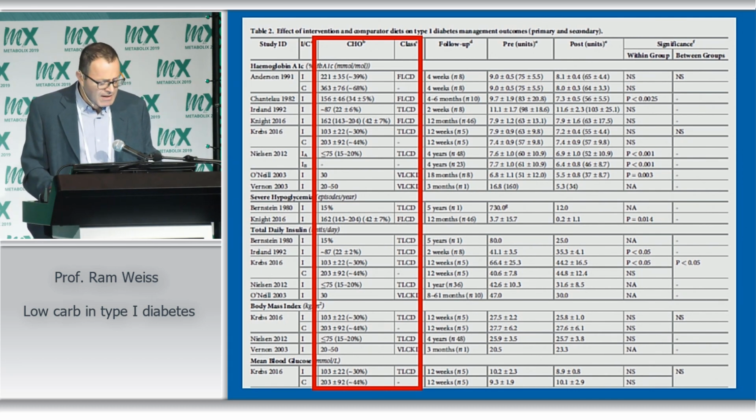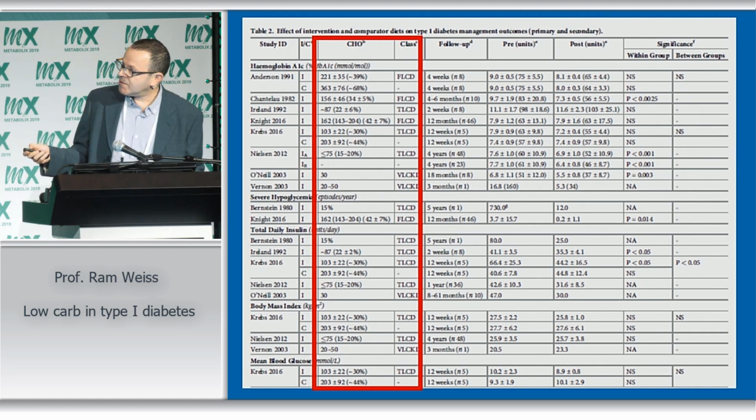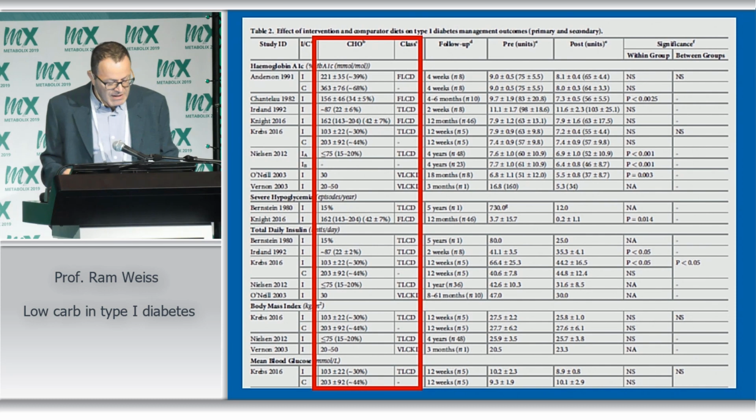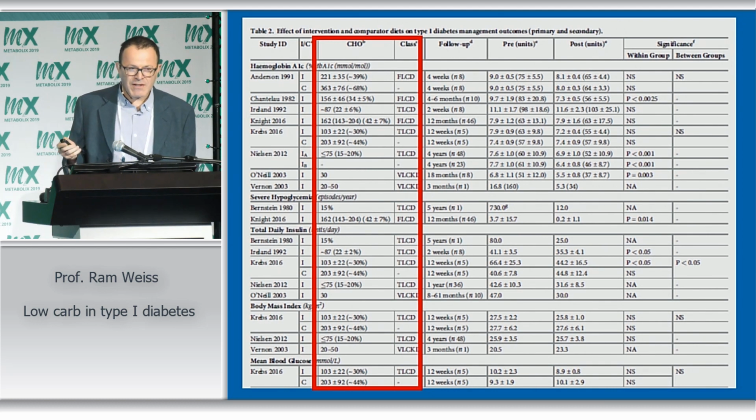When you look at the data in these papers, they have very nice outcomes, by the way. You have hemoglobin A1C, which is the holy grail, used to be. You look at severe hypoglycemia, you look at total daily insulin dose, and you look at BMI. So what you actually see is that, if you look, most of these are not randomized.